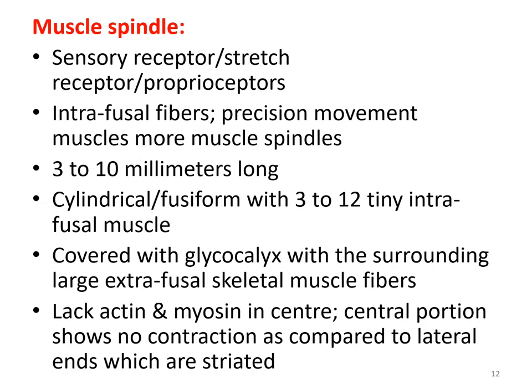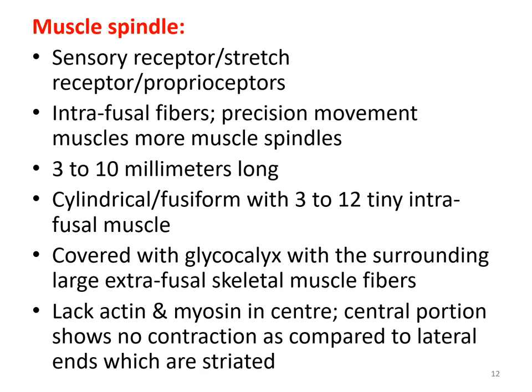The muscle spindles are basically the stretch receptors or sensory receptors. They are also called intrafusal muscle fibers. In a muscle which has more and more muscle spindles, the precision of movement of that muscle is better. Each muscle spindle is about 3 to 10 millimeters long. It is cylindrical or fusiform and has approximately 3 to 12 tiny intrafusal muscle fibers.